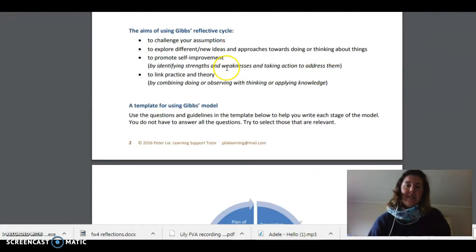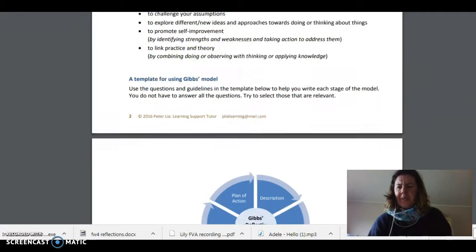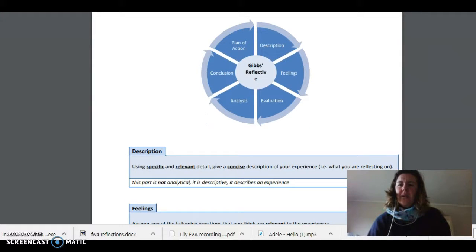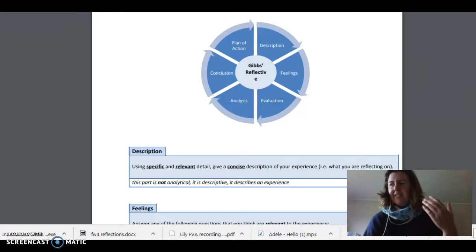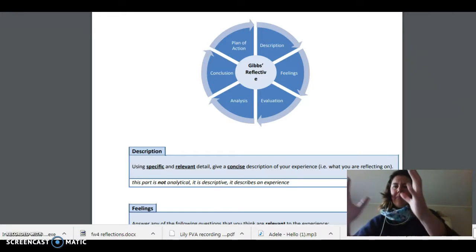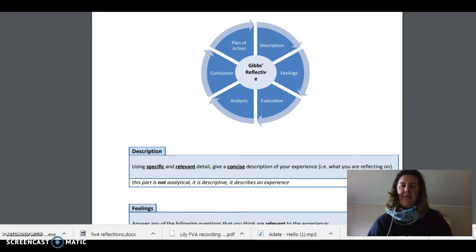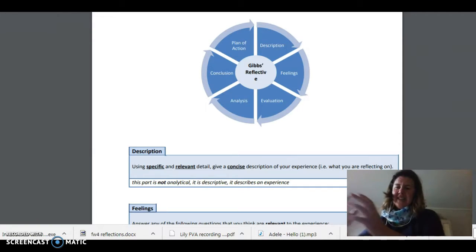So some of the aims, as I've just kind of gone over, are to promote self-improvement, challenge your assumptions, and link practice to theory. But for me, it's actually finding insight on what I know and what I don't know, because I'm subjectively inside myself, and when I go through this process, it's like I'm putting myself outside of myself and using a lens to look at it in a different way, because it's healthy and important to use other lenses to look.